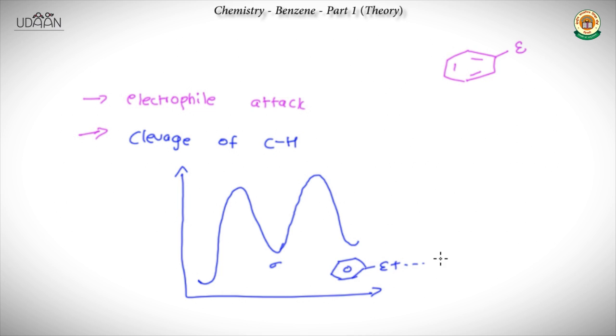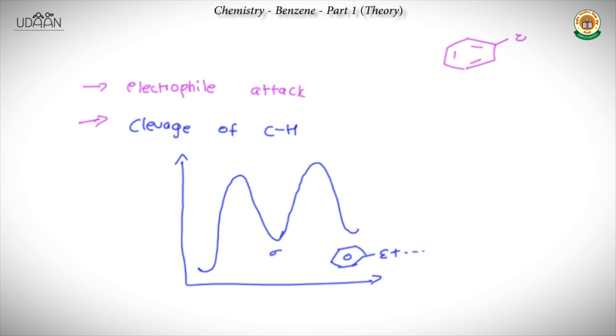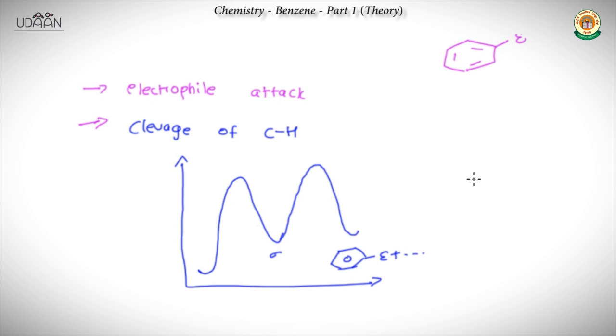That's the products which you have obtained. So as you can see, this is the potential energy and this is reactant coordinates. This first part involves electrophilic attack, and this second part involves cleavage of the C-H bond.